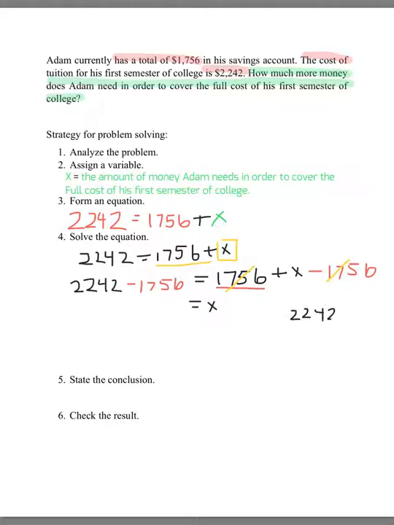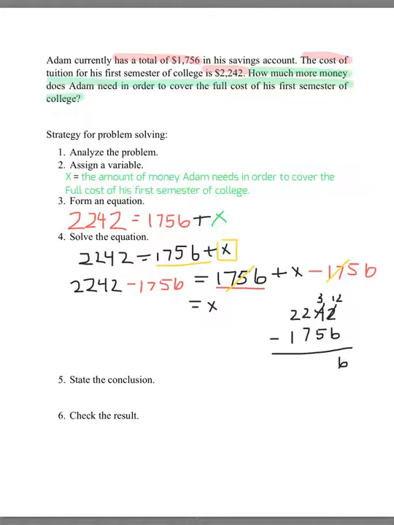2,242 minus 1,756. So we always start off with the numbers furthest to the right. So we have a 2 minus a 6. That cannot be done, so we have to borrow from the left number. That becomes a 3, and now our 2 becomes a 12. So now we have 12 minus 6, which gives us 6.